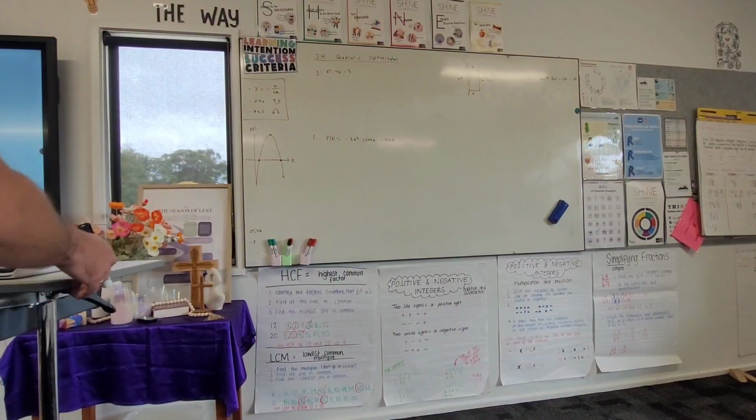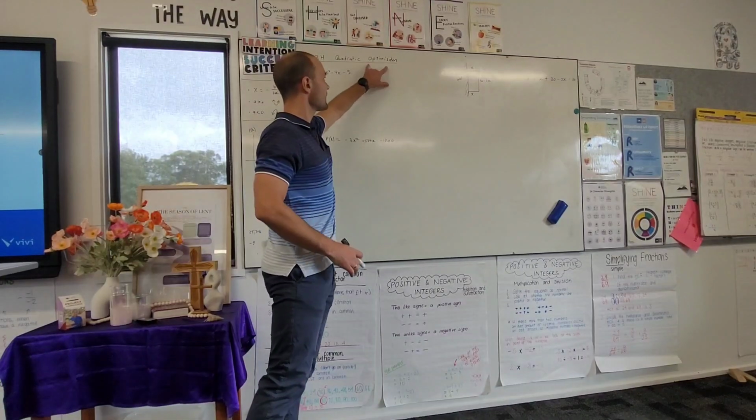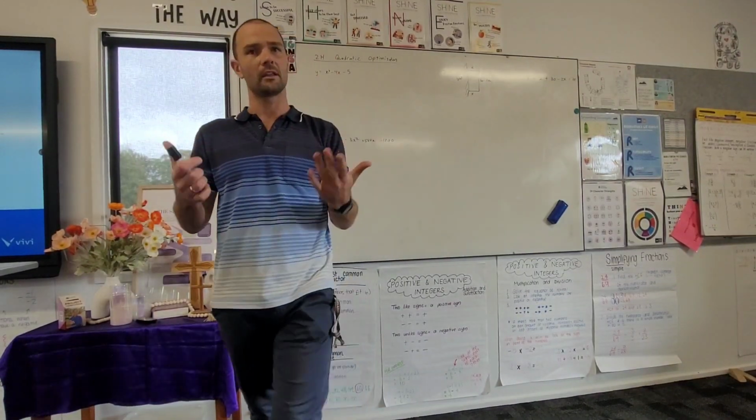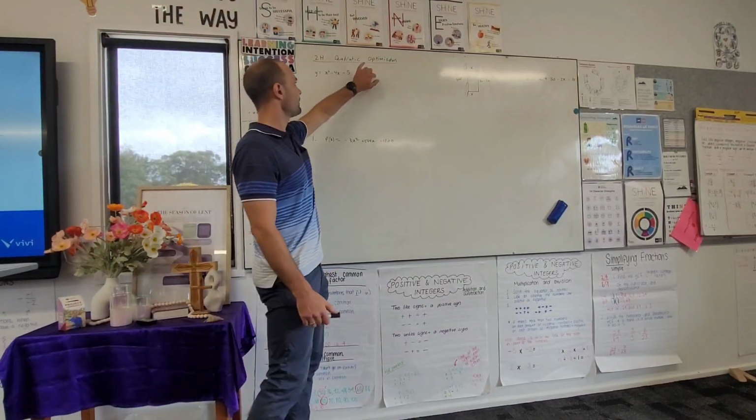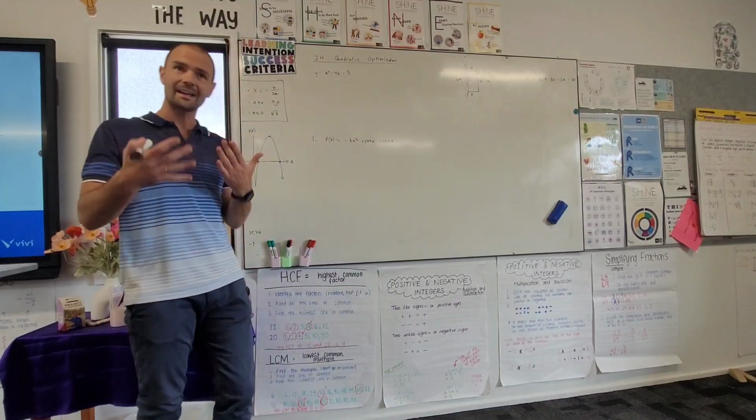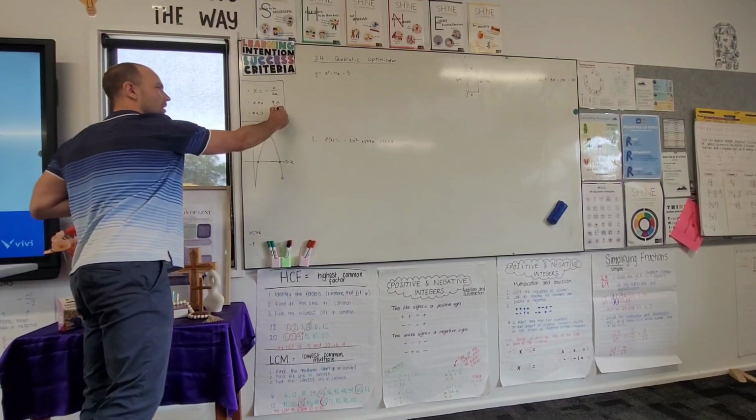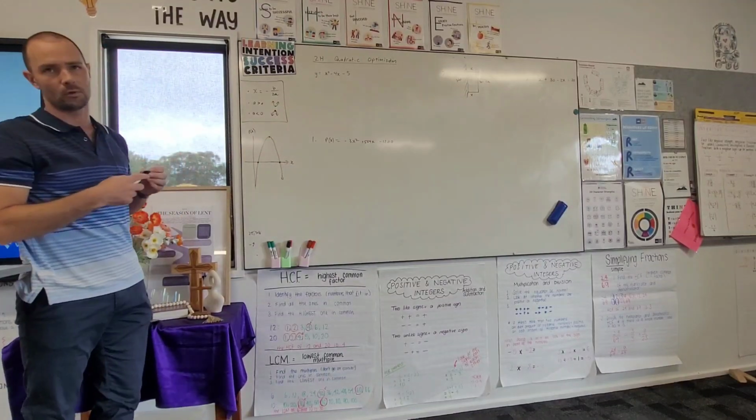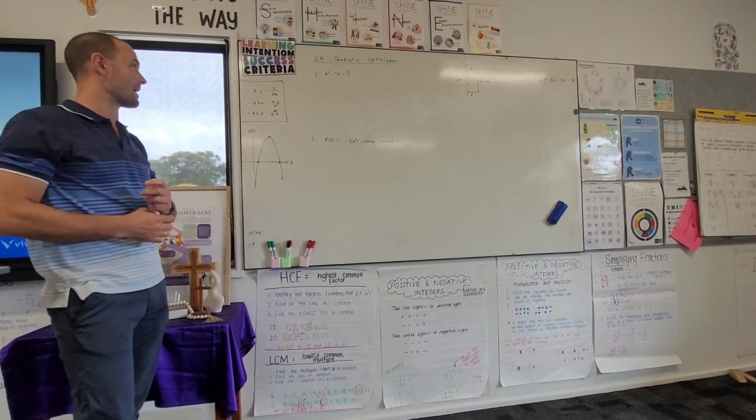So, quadratic optimization. Now that word optimization just means finding the most efficient, the most economic, the best outcome. So that's what we're doing. We're finding the optimal solution. In terms of a quadratic, what it means is the maximum point if it's opening downwards, or the minimum point if it's opening upwards. Sometimes we want to find the minimum, sometimes we want to find the maximum.